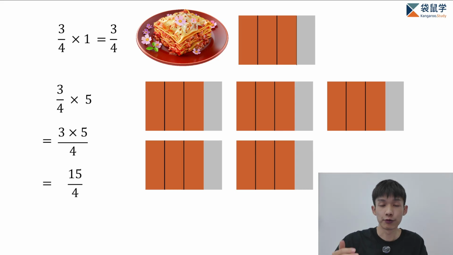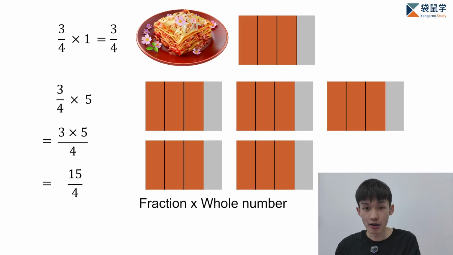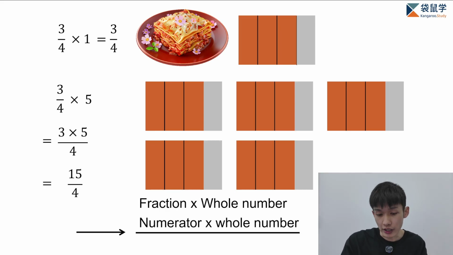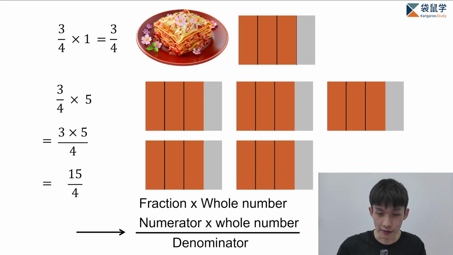So in this case, for a fraction multiplied with a whole number, what we need to do is multiply the numerator with the whole number. The numerator part times the whole number. And then the denominator, just keep it. The denominator stays as itself.